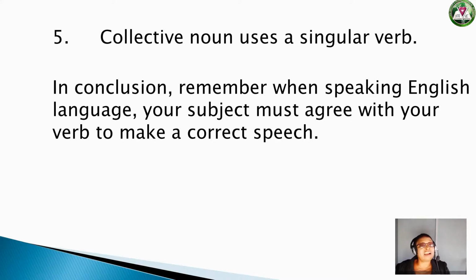My dear ones, in conclusion, remember when speaking English language, your subject must agree with your verb to make a correct speech or a correct grammar. Don't forget that when you are talking about one thing, you must use a singular verb. That is the agreement. And when you are talking about two or more things, you must use a plural verb. That is where the agreement lies.